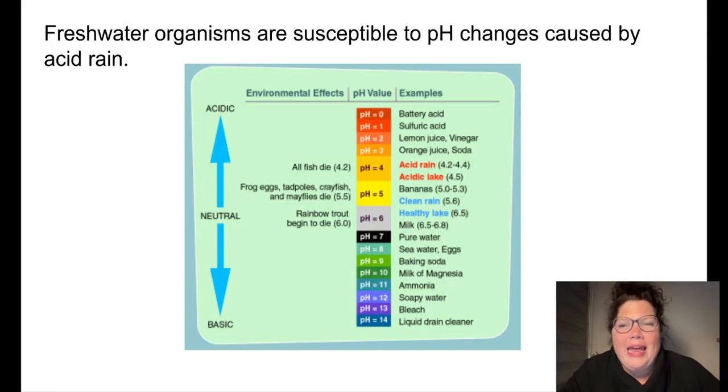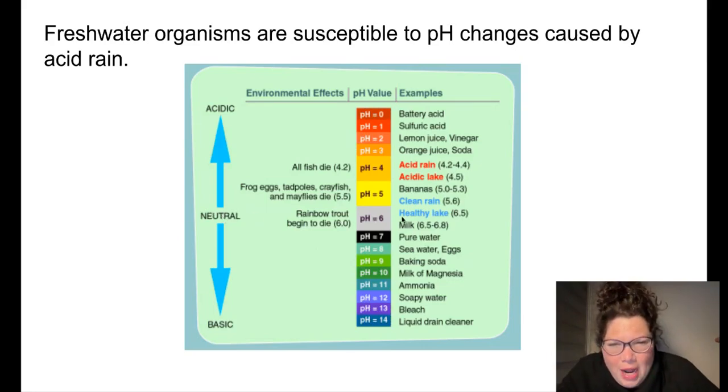So now let's look at how freshwater organisms are being affected by these pH changes that happen due to the acid rain. So if you remind yourselves, neutral is right around 6.